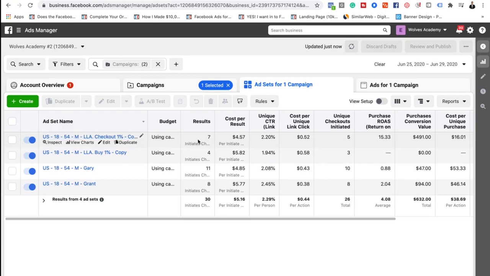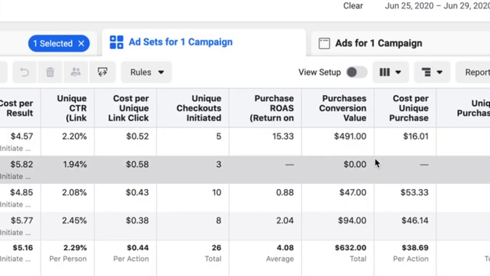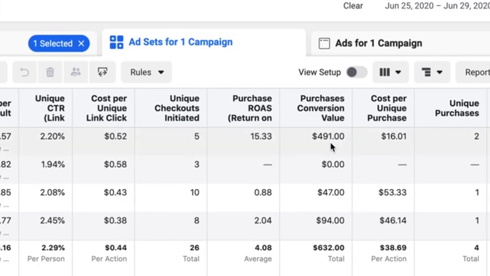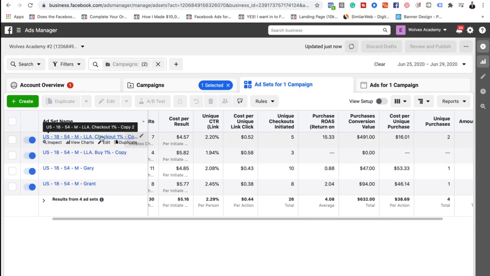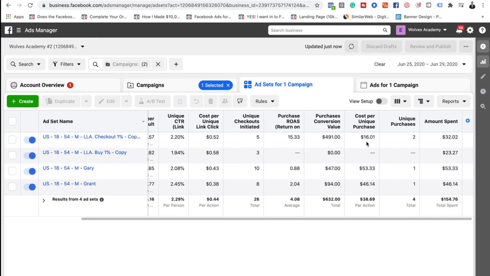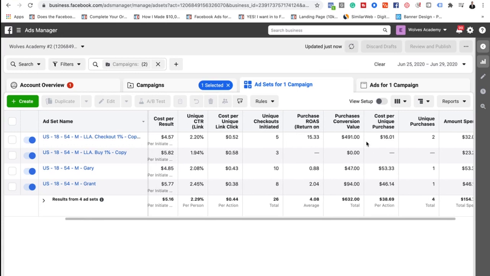And because we got it within KPIs, look, this one is smashing it. Because we made that data-driven decision, it is now $4.57 cost per result, which is cost per initiate checkout. And we have 2 purchases for $491. So if we would have never made that data-driven decision, this campaign wouldn't even be a profitable campaign. This is literally the one that we just changed, and this is the one that pushed the campaign over to massive profit.